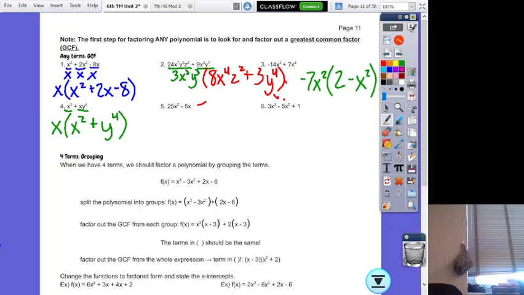Okay, I'm going to take out a positive in this one. Because the first term's positive, we're going to go positive, okay? So let's go 5x. Noah, what are the leftovers?